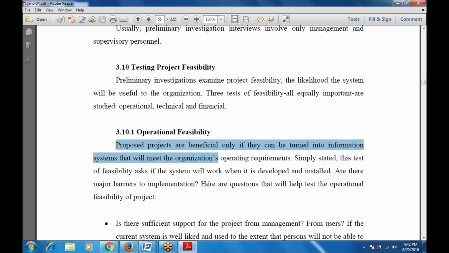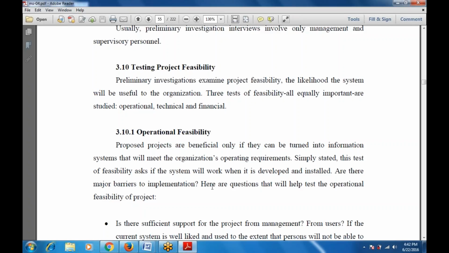So the proposed projects are beneficial only if they can be turned into an information system that will meet the organization's operating requirements. Simply stated, this test of feasibility asks if the system will work when it is developed and installed. Are there major barriers to the implementation? These are the various questions that will help test the operational feasibility of the project.